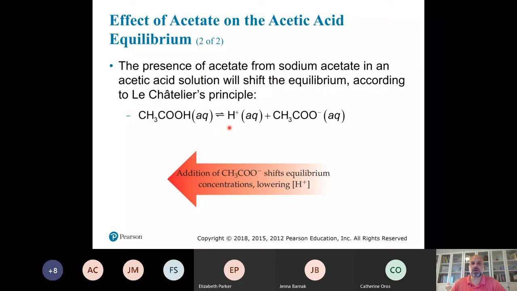So when we do that, in order to shift to the left-hand side, the acetate has to react with protons and it's going to decrease the number of protons in order to form more acetic acid molecule out in solution. So we're going to lower the proton quantity in solution, and we're going to thus increase the pH or make the solution less acidic when we do that.